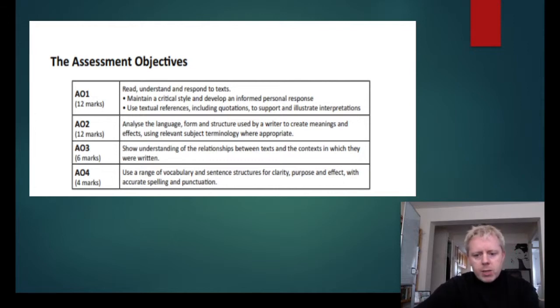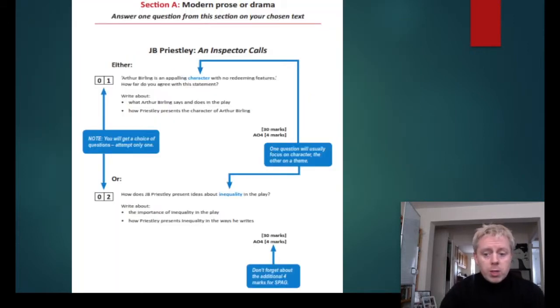So this question comes up on Paper 2, Section A, a 30-mark question plus 4 for SPAG. And as with other questions on the AQA paper, the 30 marks are broken down into 3 assessment objectives: AO1, AO2, AO3, with a 12, 12 and 6 mark allocation. Have a little read on the screen there for a breakdown, but we'll go through this in a lot more detail in a minute. So what does a question look like?